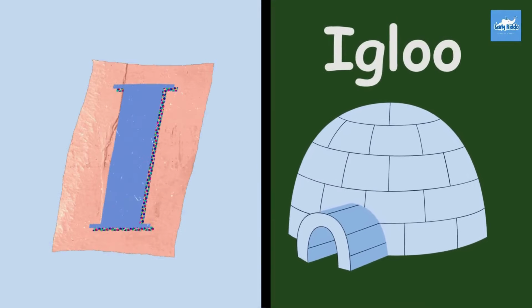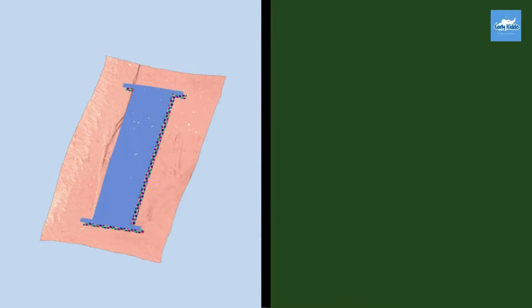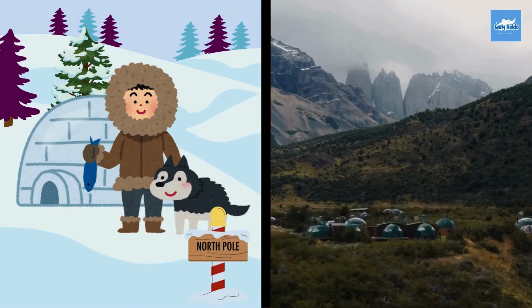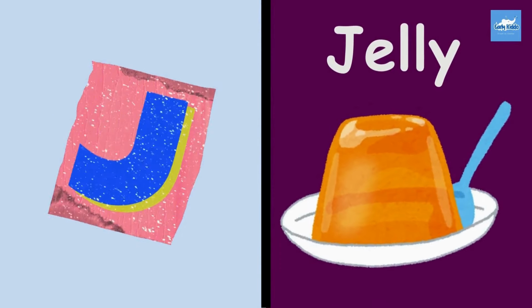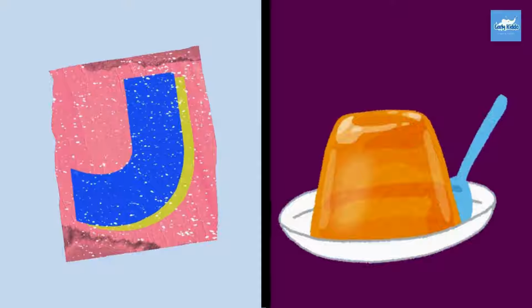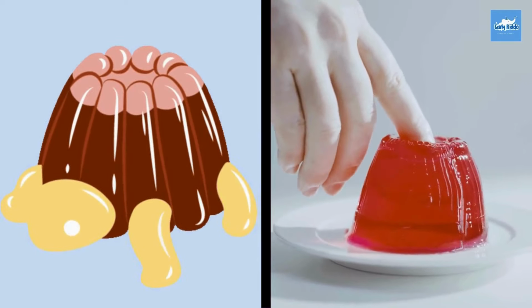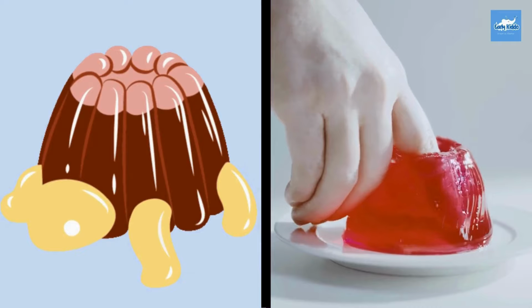I is for igloo. E, e, igloo. I, igloo. J is for jelly. J, j, jelly. J, jelly.